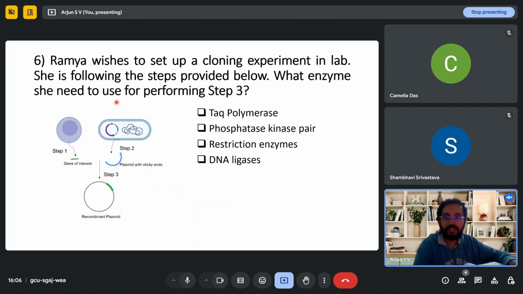Question 6. Someone sets up a cloning experiment and says some enzyme needs to be used in a step where the plasmid with sticky ends forms a recombinant plasmid. We know from the recap as well as from the classes that a plasmid will be conjugated to your gene of interest through an enzyme called ligase, which helps to bring them together. So the correct option will be option D, DNA ligase.